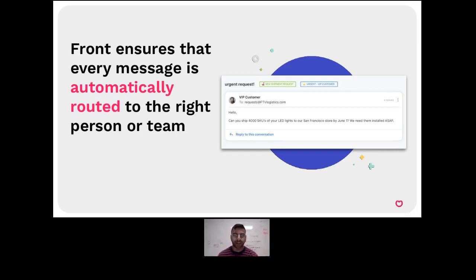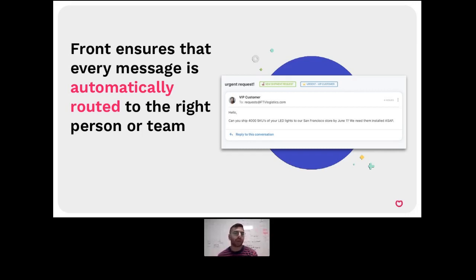Say you have a VIP customer. In this case, it's FTV Logistics. You could create a rule where if a message comes in from FTV Logistics, then assign or route this message to Sam. So if the email's coming into your personal inbox, a shared inbox, or a distribution list that you have set up, instead of every single person receiving that email, you know that this one from FTV should be dealt with by Sam.